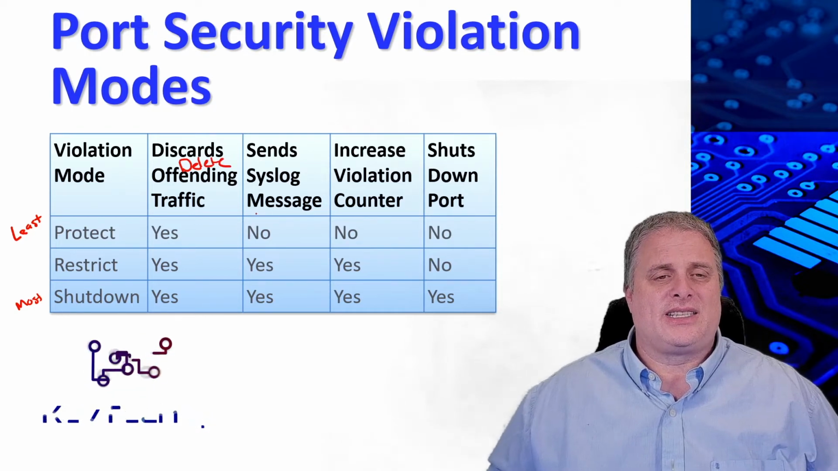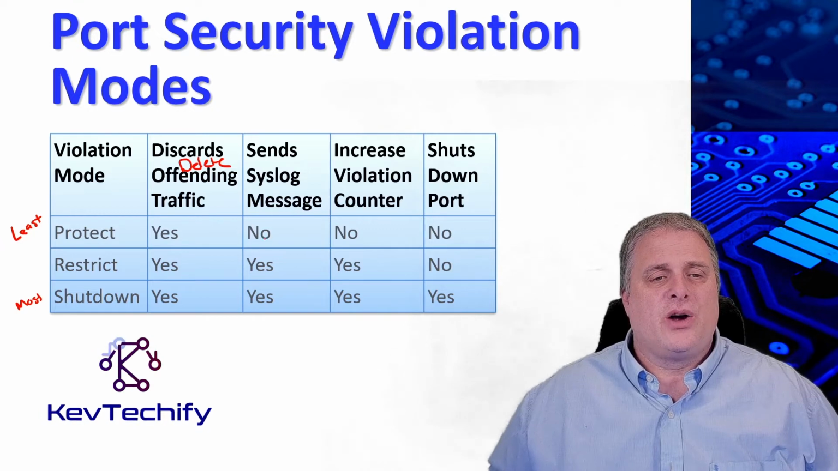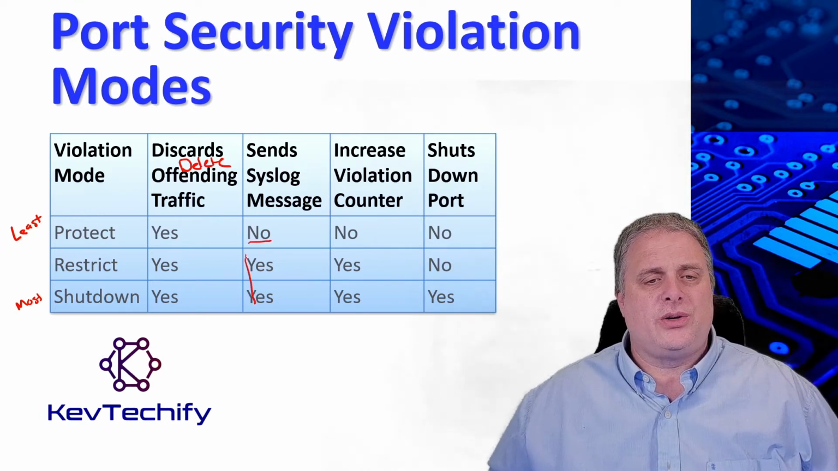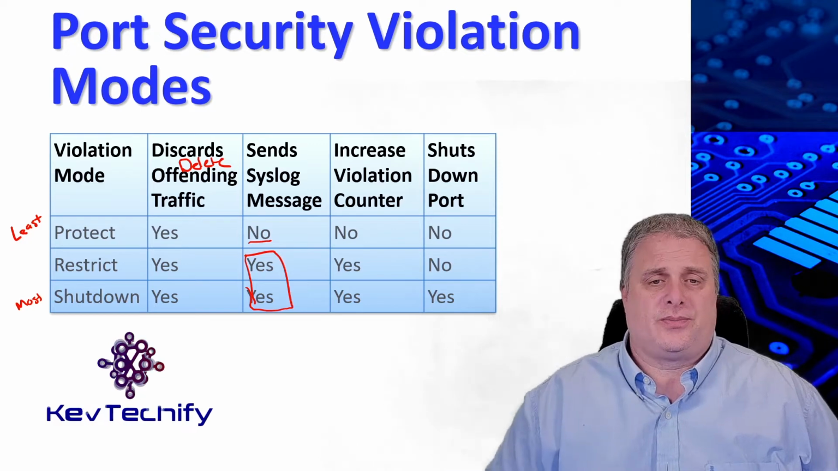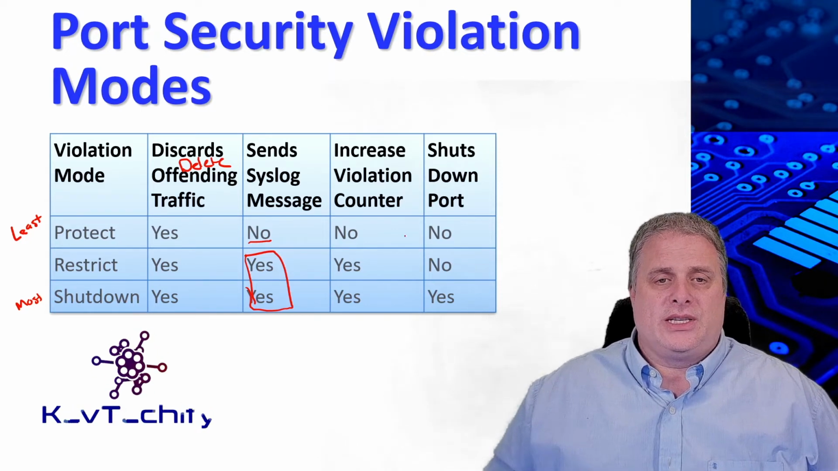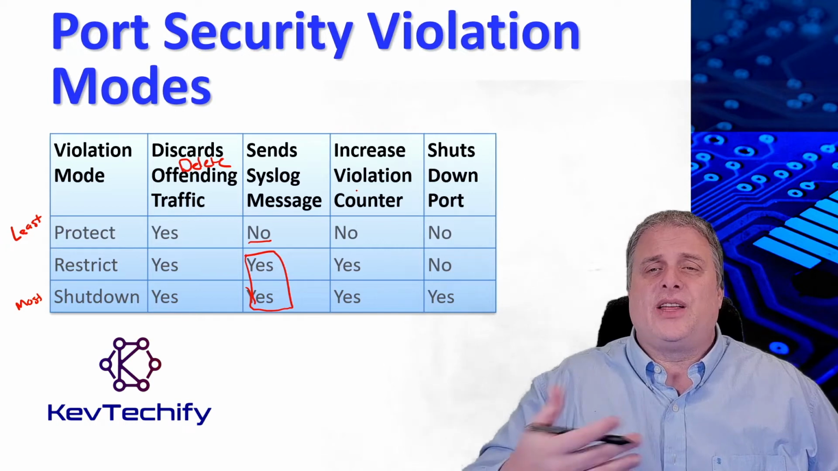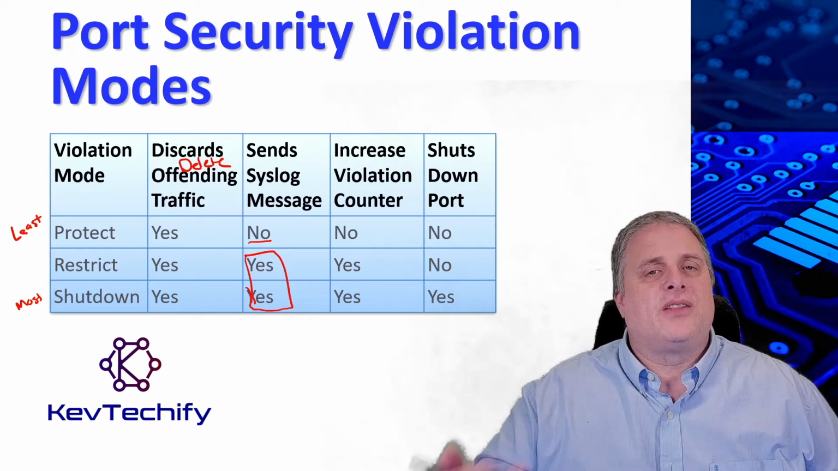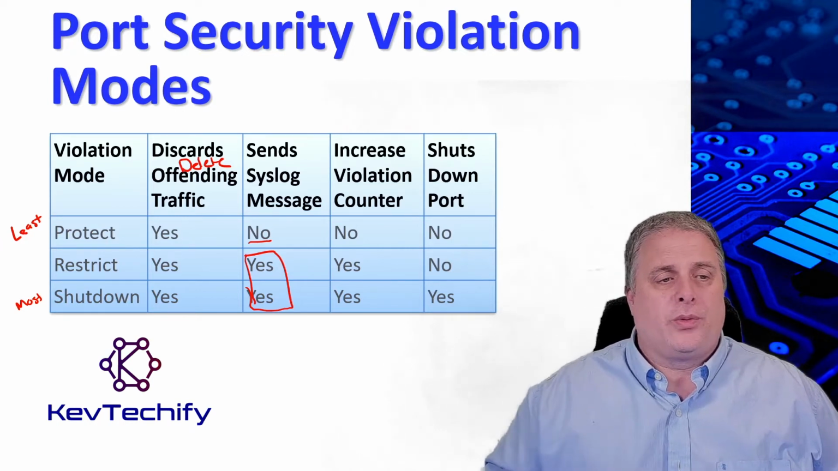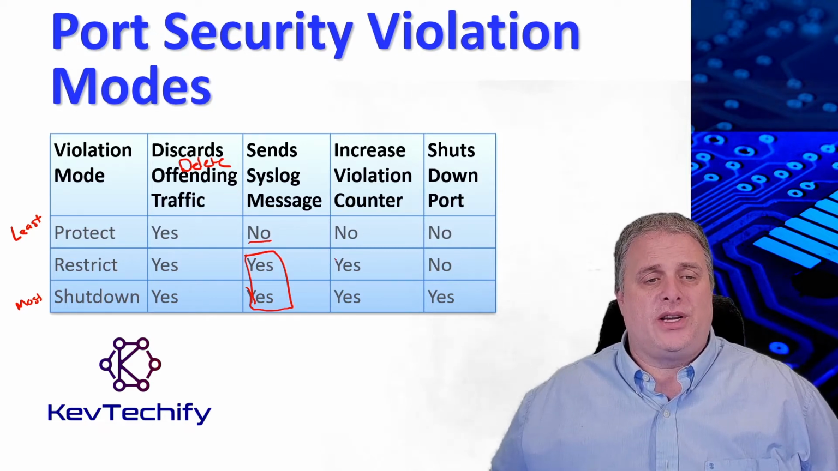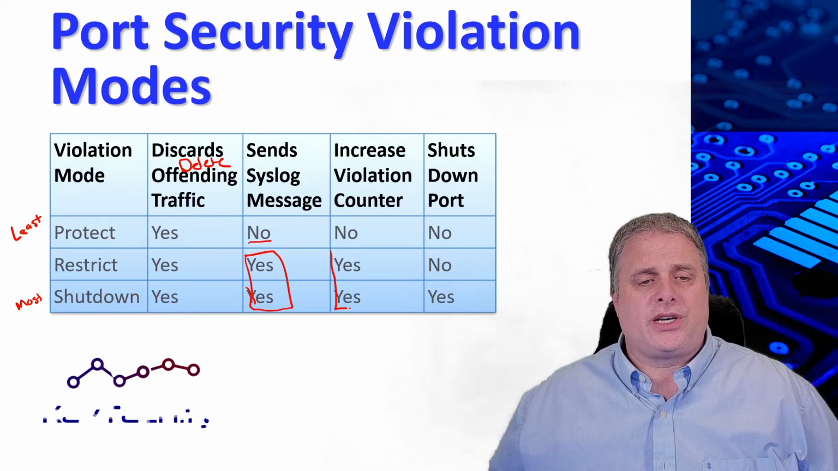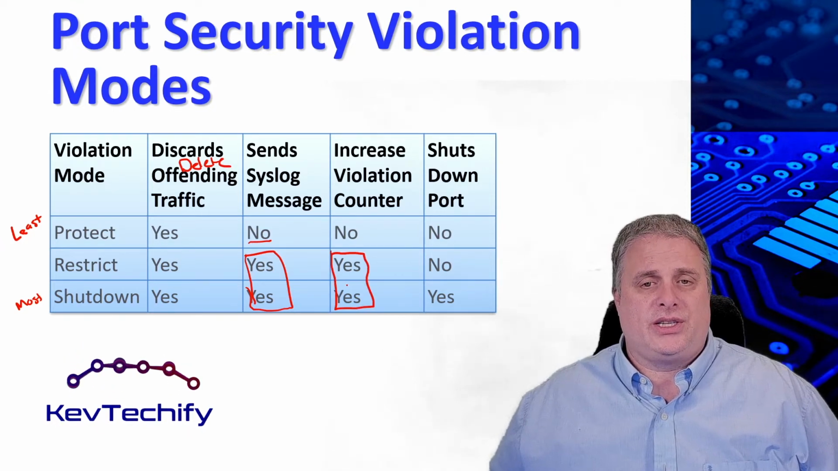Then, do we send a syslog message? Once again, in the least protective one, we don't send it, but in the other 2, yes, we do send a syslog message. So that way, you set up a syslog server, you can get alerted to this. Now, does it increase the violation counter? There's a violation counter that tells you how many violations have occurred. When we do a violation mode of protect, we don't increase it, but with restrict and shutdown, it will increase it.